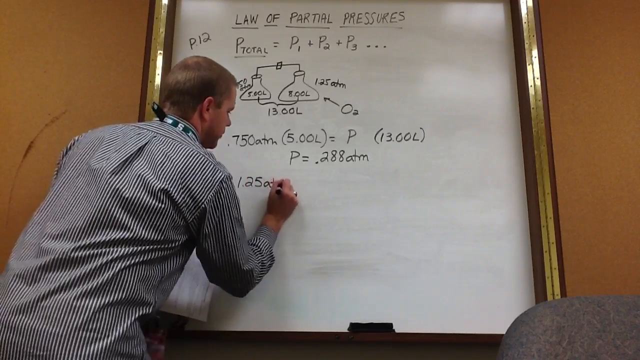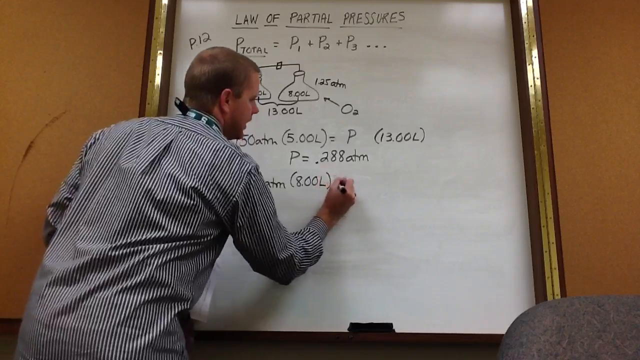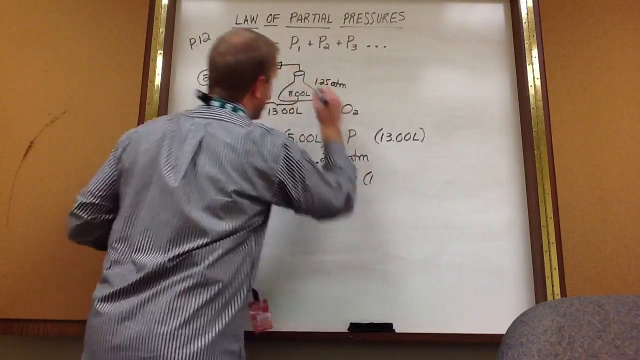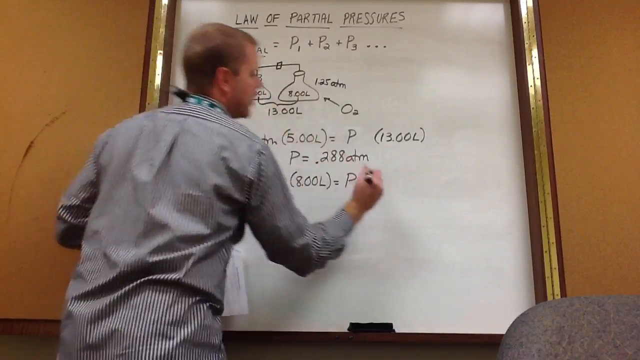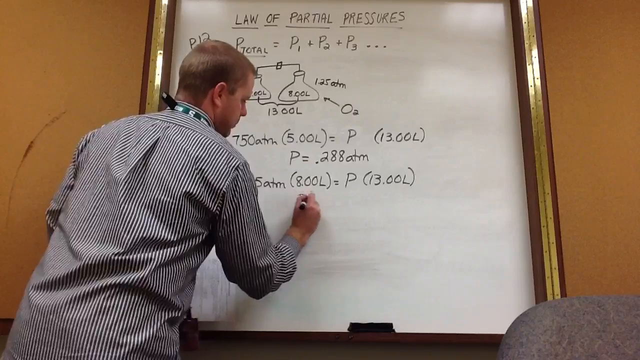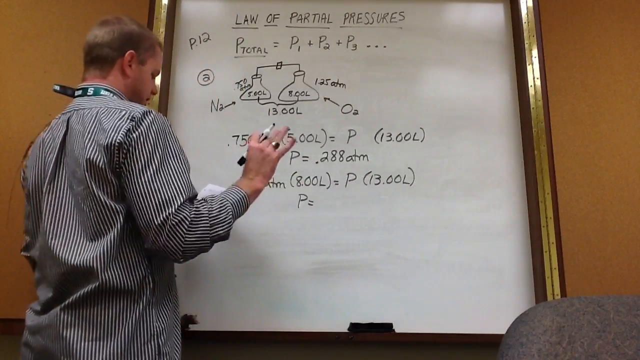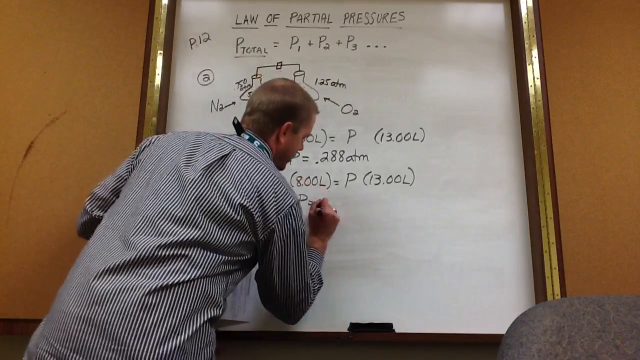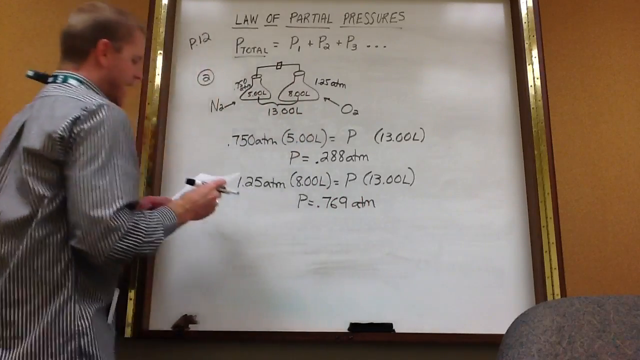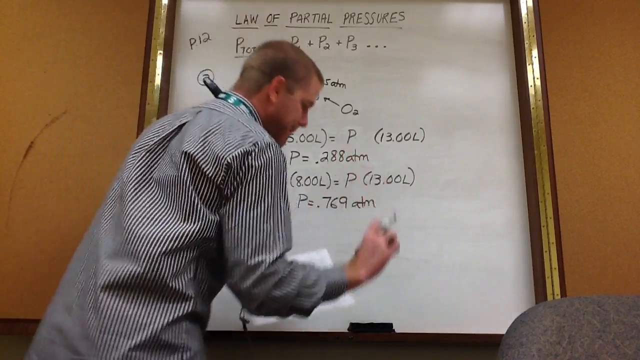1.25 atms times 8.00 liters equals... Now, what's going to be the pressure when you open this up and allow these to go to 13 liters? Well, you get P equals 3 sig figs, 3 sig figs, 4 sig figs. Your answer can have 3. I get 0.769 atms.